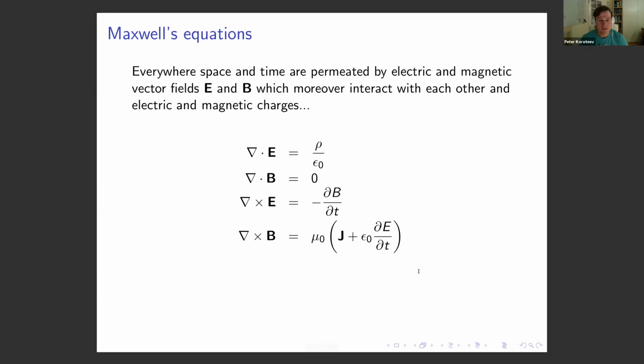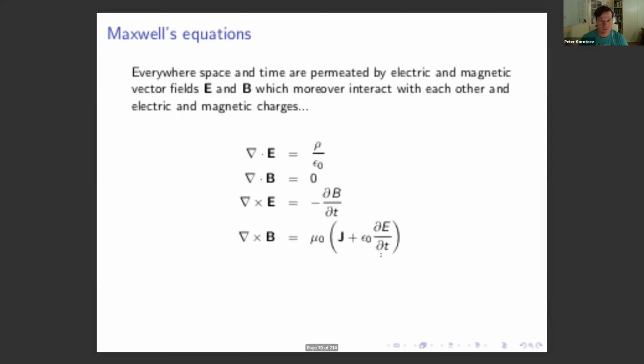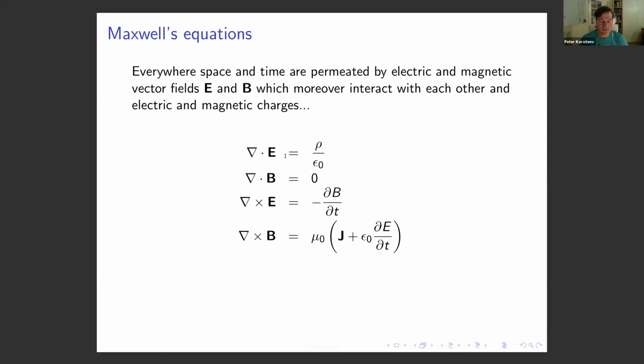So here, this is the so-called divergence of E. It's a scalar. Think of it as the dot product of the gradient vector and the electric field. It's equal to the charge density of the charges.